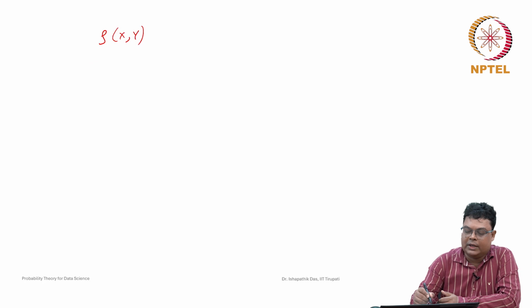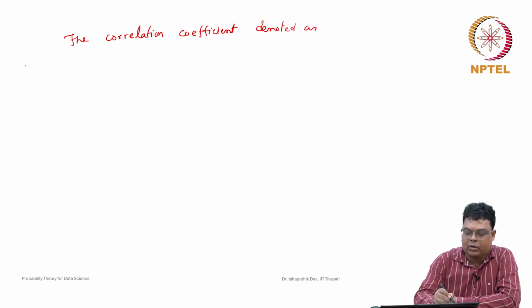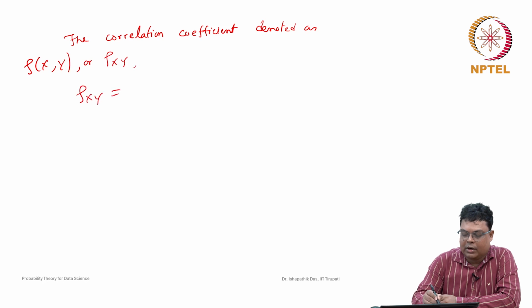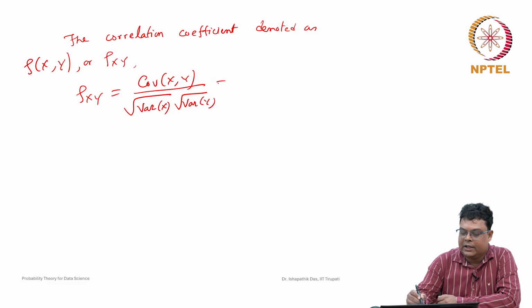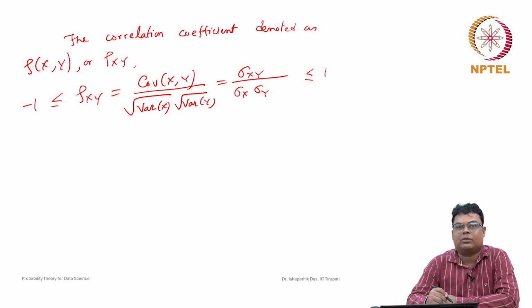Now it can be shown, by the Cauchy-Schwarz inequality, that the correlation coefficient rho_xy, defined as the covariance of x, y divided by the square root of the variance of x times the square root of the variance of y, is always greater than or equal to minus 1 and less than or equal to 1. The lower bound is minus 1 and the upper bound is 1.